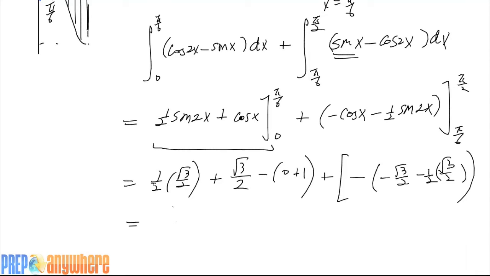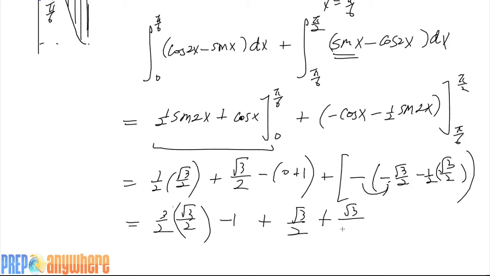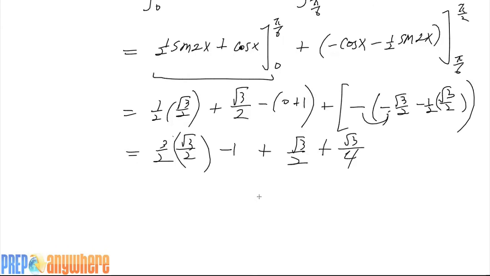Actually, let me do it this way. Half plus 1 of root 3 over 2 is 3 over 2, root 3 over 2. That's minus 1. Double here, so let's multiply this negative in. You get root 3 over 2 plus root 3 over 4. That right there is exactly the same as this. So this is 3 root 3 over 4.